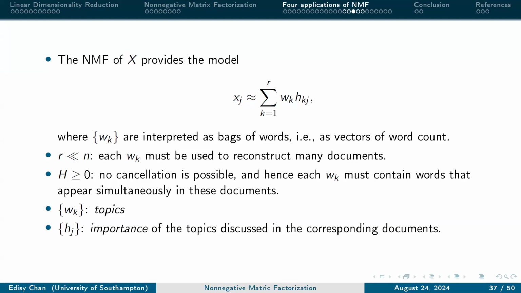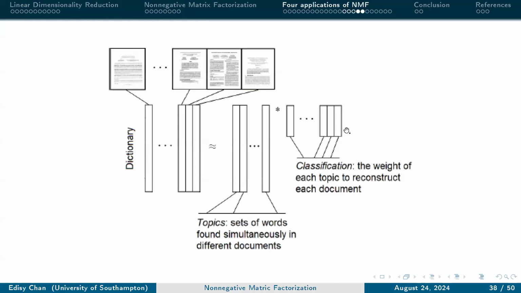Now we can also see that the HJ, the H matrix, indicate the importance of the topics discussed in the corresponding documents. They give us some kind of weighting for the topics in the documents we study. In the picture, we consider those documents as column vectors. The number of rows is basically the size of the dictionary.